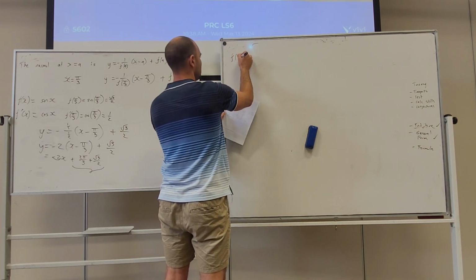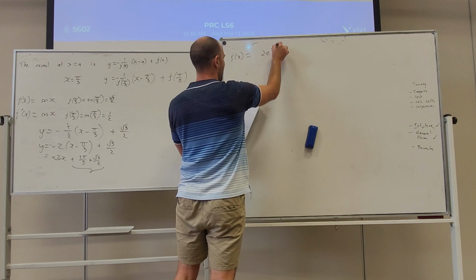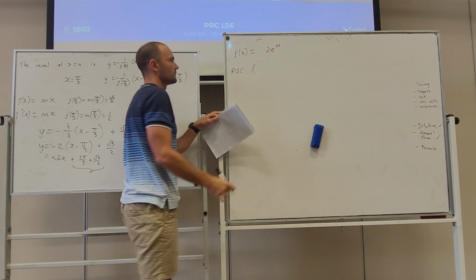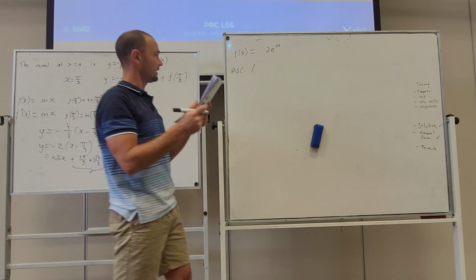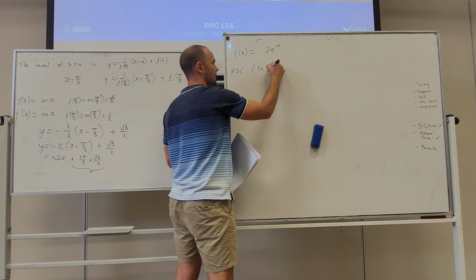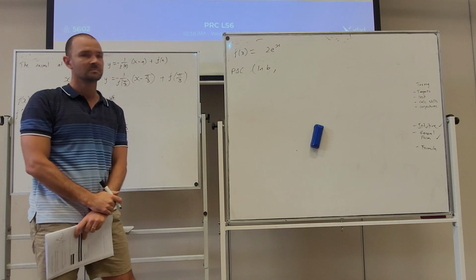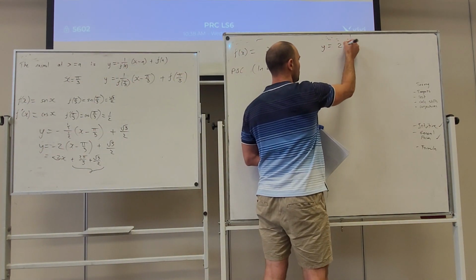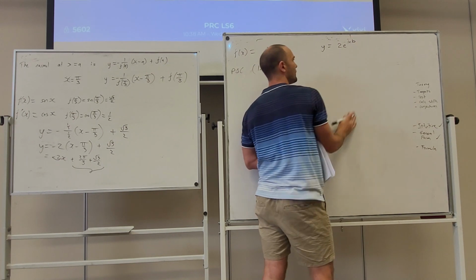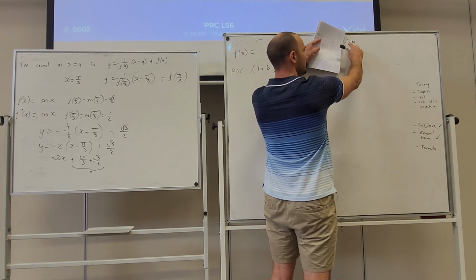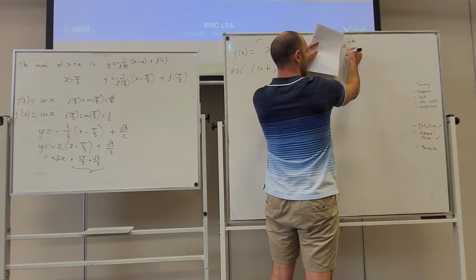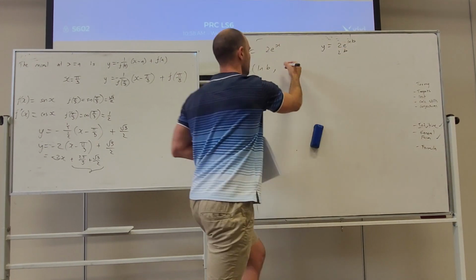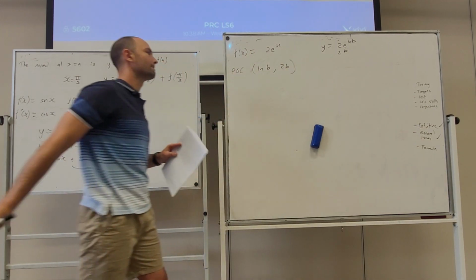So, our function is 2e to the x. So, point of contact. When x is ln b, that's the x value. And the y value then will be 2e to the ln b. And e to the ln b will just simplify to b. And that 2 is just hanging out. So the y value is 2b.